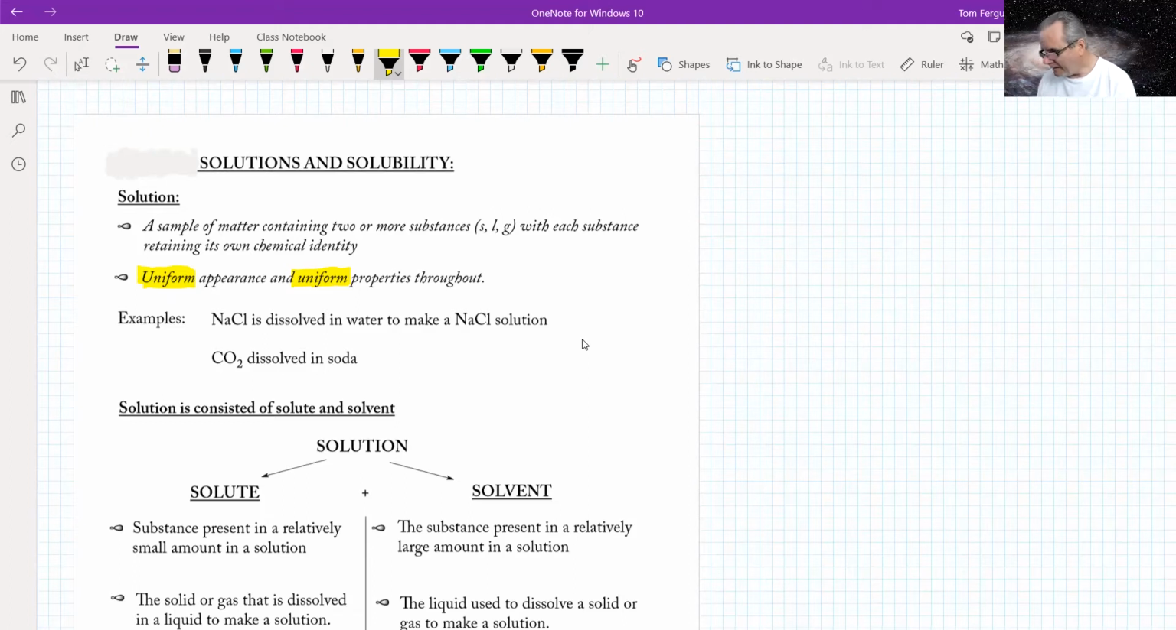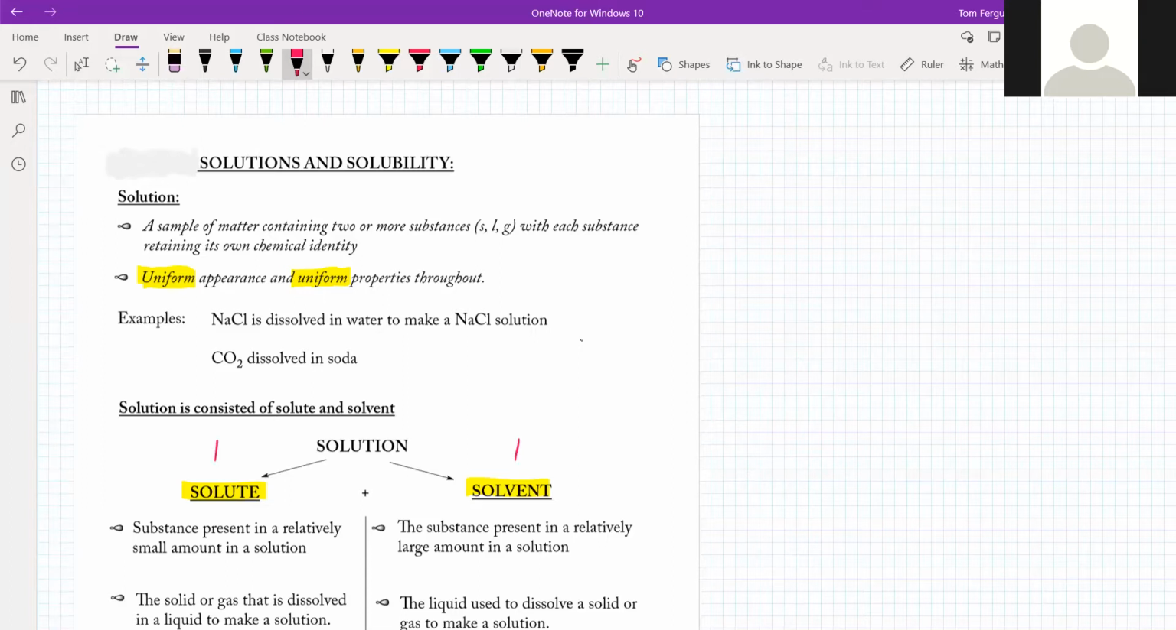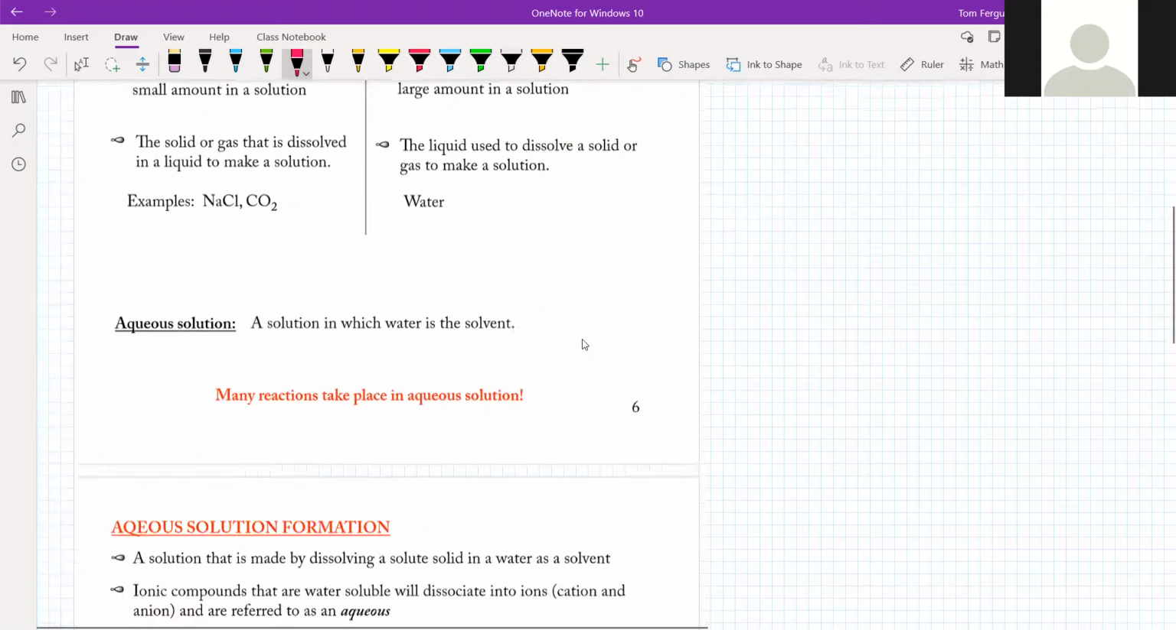Okay, now a solution consists of two parts, a solute and a solvent. The minimum solution is one solvent, one solute. But you can have more than one solute, only one solvent. Basically, the solvent is the substance that's in the largest amount. So if you've got a 55-45 mix, the 55% one is going to be the solvent, the 45 is going to be the solute.